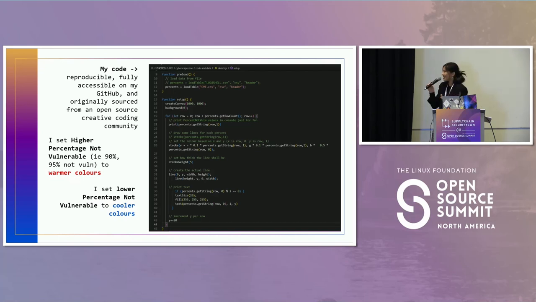And here you can see I set the higher percentage of not vulnerable, so 90%, 95%, to warmer colors. And you'll see that for Log4Shell, which I will show in just a second, there are a lot warmer colors, a higher percentage of not vulnerable. So vulnerabilities got fixed quicker due to media coverage and public interest. On the other side, lower percentage not vulnerable was set to cooler colors.